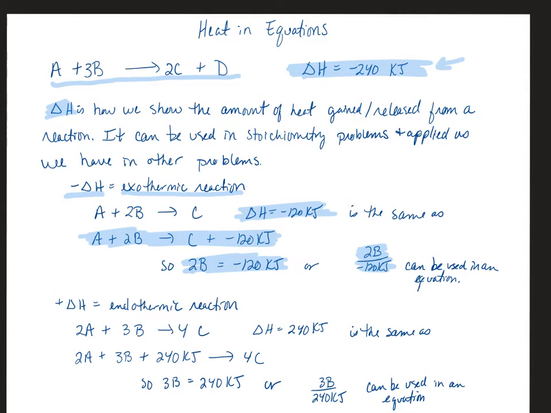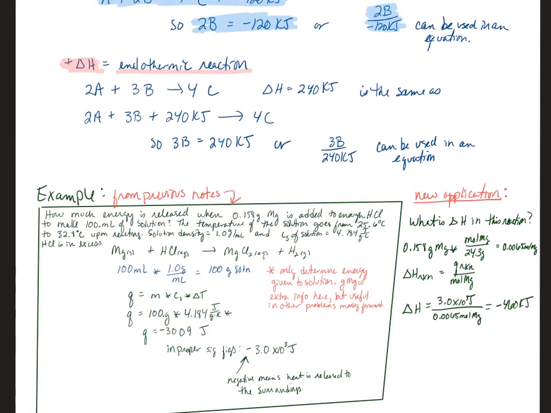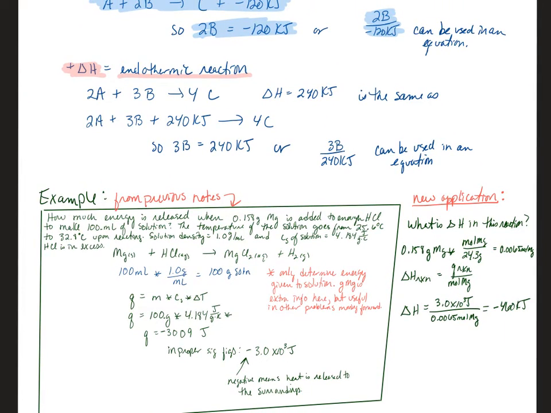On the other hand, if you have an endothermic reaction, it's going to be a positive delta H. Let me move this up. Okay, and in that case, we might see it written like this. So we have delta H that's positive, or we could write it as a reactant because that's required in order to get this reaction to happen. So again, we can have some type of relationship now that 3B is equal to 240 kilojoules, or we can put that in fraction form as well.